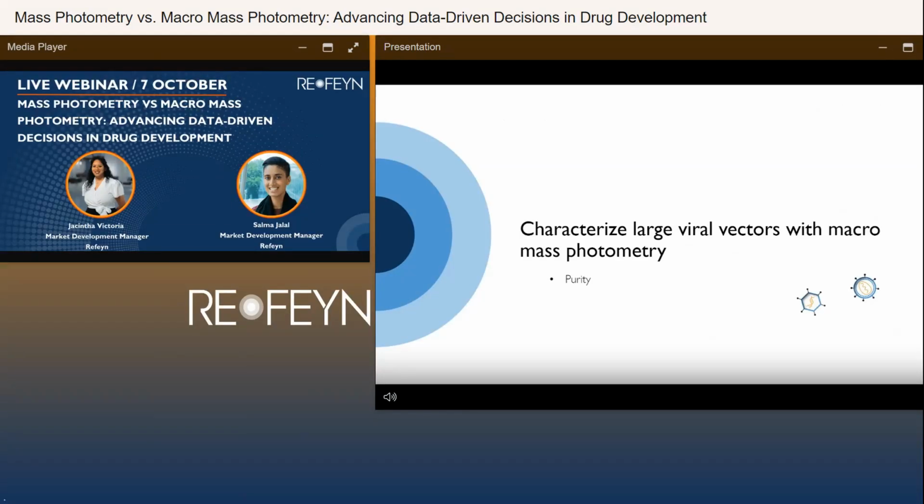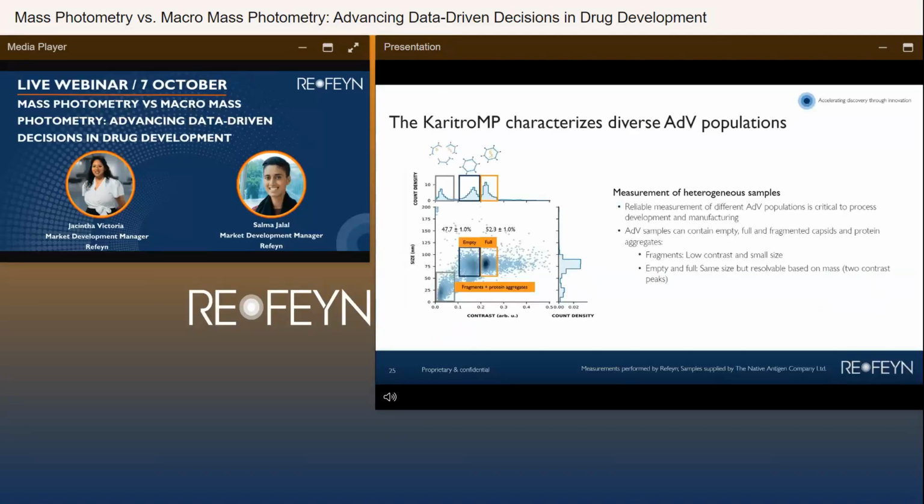So now let's look at large viral vectors. So these include adenovirus and lentiviral vectors. But now we'll be looking at macro mass photometry specifically because these larger viral vectors are around 80 nanometer to 120 nanometer. So the macro mass photometry, or Kiritro specifically, was used to measure purity attribute for these large viral vectors. So for adenovirus, similar to AAVs, you're looking at capsid loading. And for lentiviral vectors, because of its heterogeneity, you're looking at the heterogeneous populations across process development or comparability between batches.